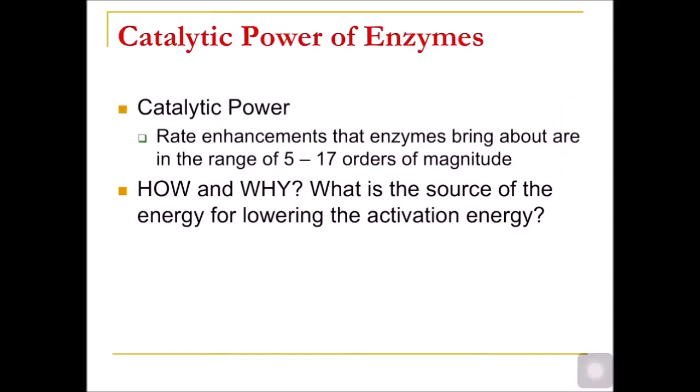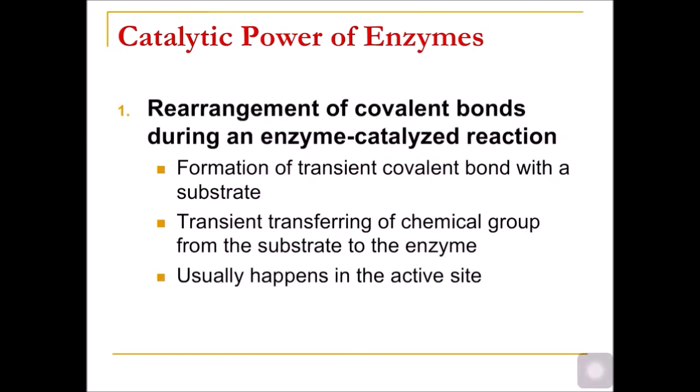So yan ang nangyayari. Let's now proceed on the catalytic power of enzymes. It is realized previously that enzymes can hasten the chemical reactions, and that is they can make the reaction go faster by 5 to 17 orders of magnitude. The question here is how and also why. What is the source of the energy for lowering the activation energy?